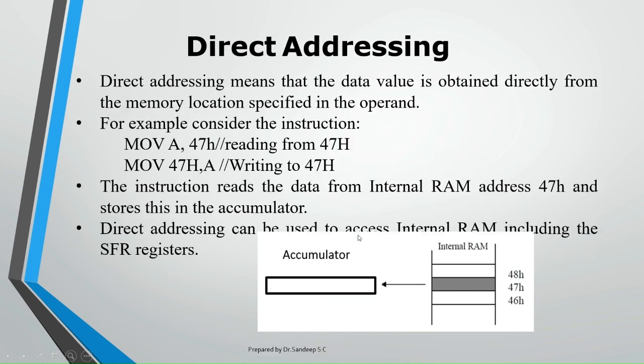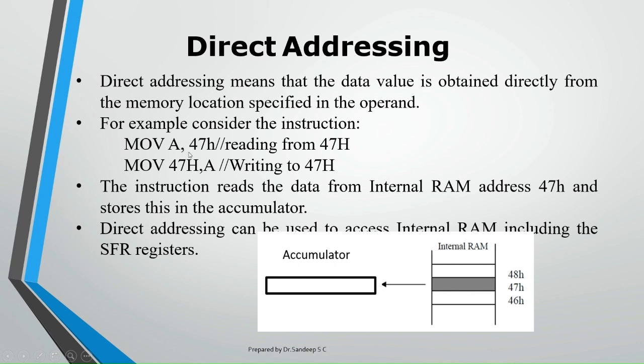Then the next addressing mode we have is direct addressing mode. In this addressing mode, instead of giving a value, we are directly giving an address of a memory location from where the data has to be read. So if you see, MOV A, 47h, one thing you have to observe here: in the previous instructions, that is in the immediate addressing mode, when we discussed the number given here, before that there was a hash symbol. Now here there is no hash symbol.